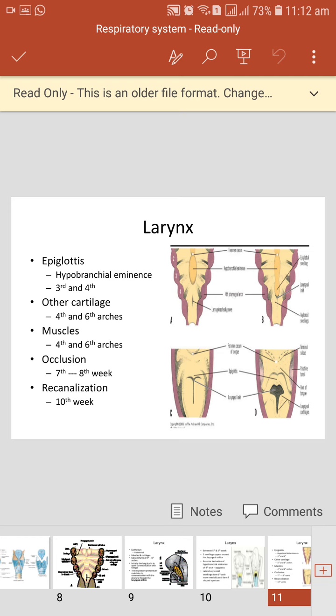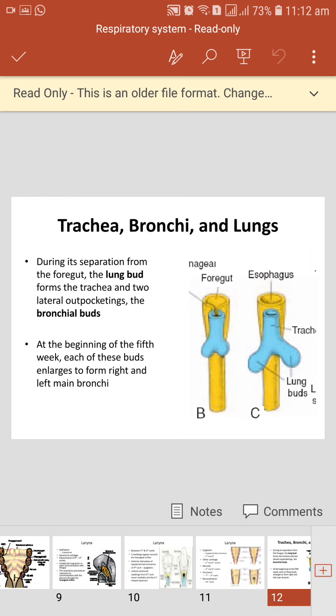In this diagram, you can see here the epiglottis, which is formed from the hypobranchial eminence and third and fourth arches, while other cartilage is derived from the fourth and the sixth arches. Muscles of the larynx derive from the fourth and sixth arches, and occlusion of the lumen occurs at the 7th to 8th week, while the recanalization will occur at the 10th week.